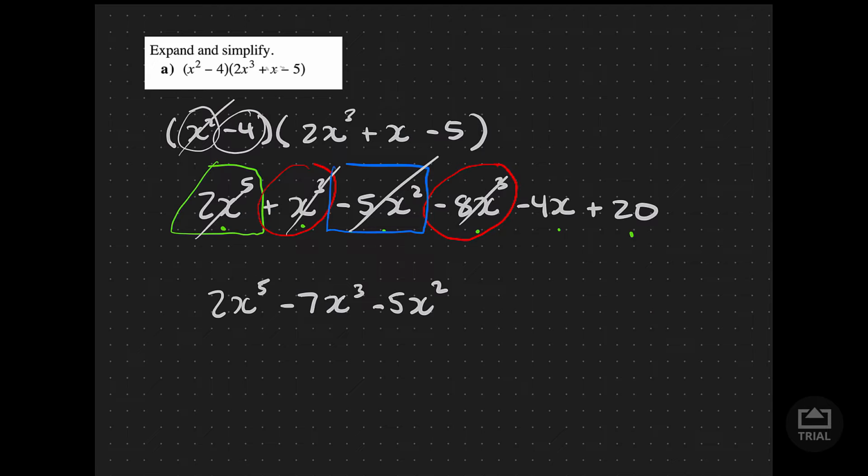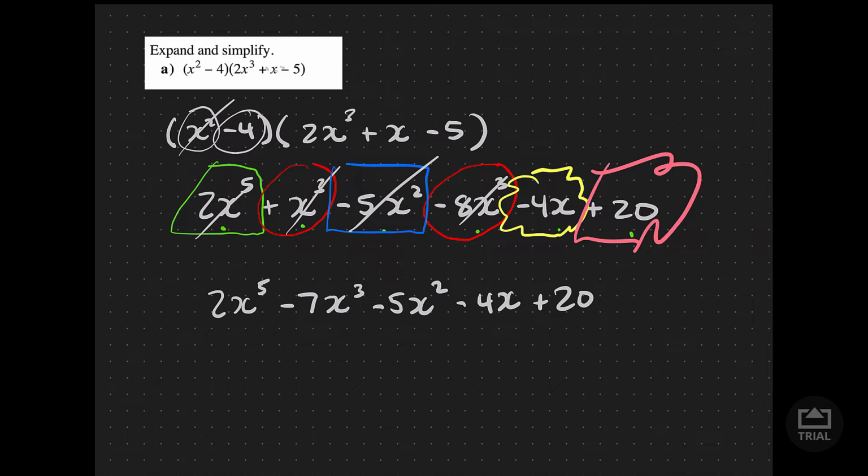And now let's move on to our degree 1, which are the x to the power of 1. I got only 1, negative 4x. And finally, we have our positive 20. And that would be the final answer.